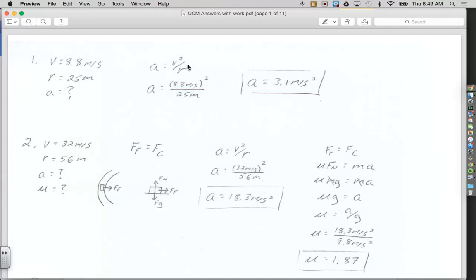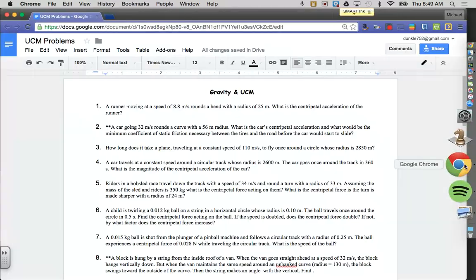Well, that would be the a equals v squared over r equation. That's the one I'm going to use because it's got the v, it's got the r, I can easily plug in. So 8.8 squared divided by 25 meters, and that's going to give me an acceleration of 3.1 meters per second squared for the runner going around this track. Now I'll take a look at number two.